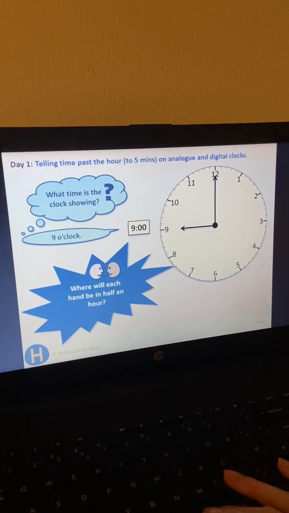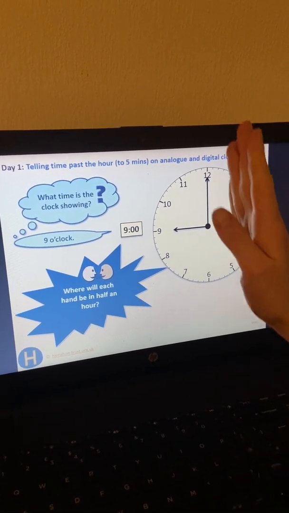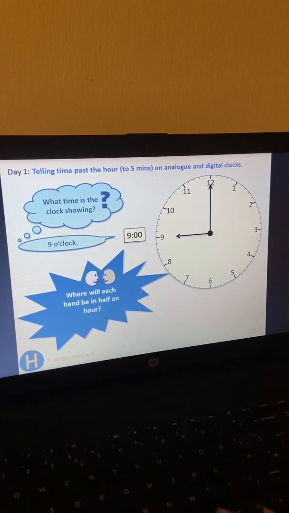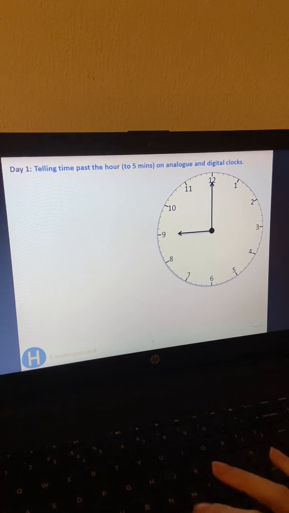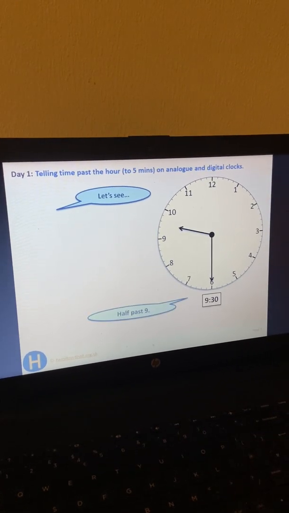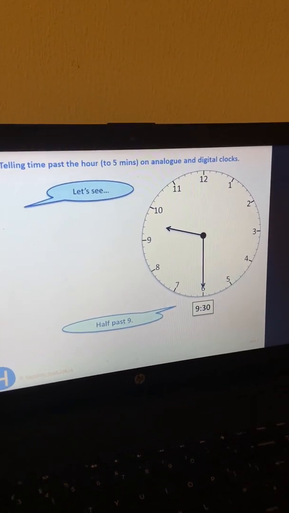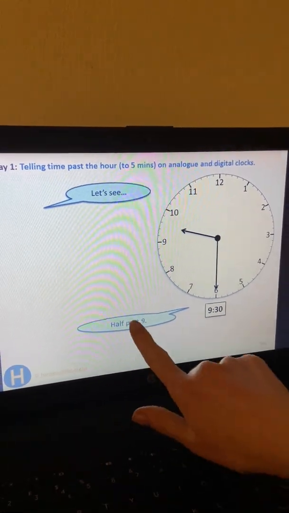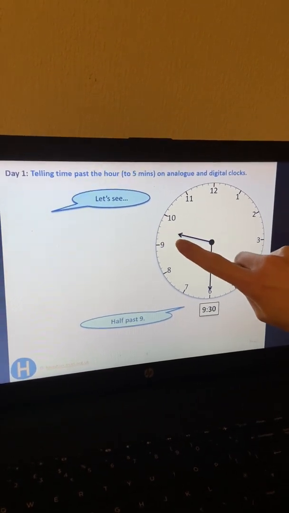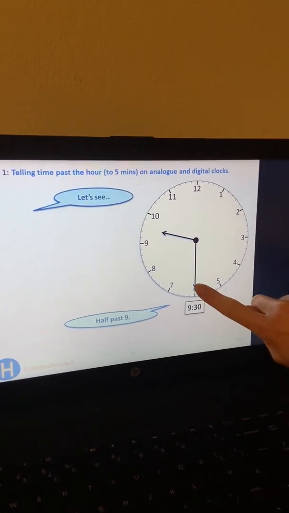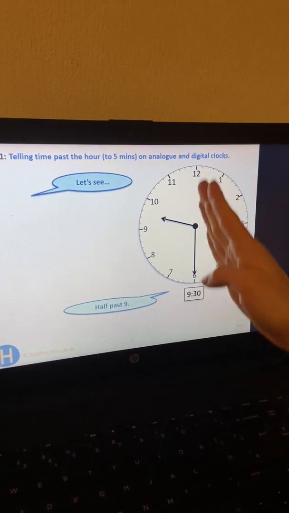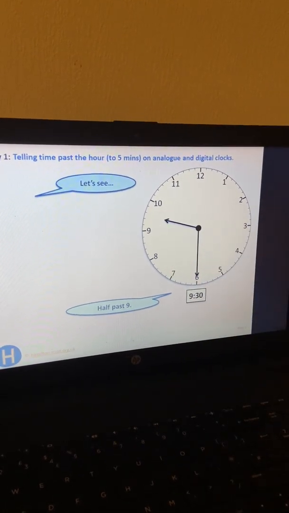Where will each hand be in half an hour? So the clock is going to go half an hour, half past. 9.30 on a digital clock or 9:30 on an analog clock, okay? And as you can see, the hour hand is halfway between the 9 and the 10 because it's halfway. If it was to go all the way round to 12, that would then move to 10, okay? So it's half of the clock face and halfway between 9 and 10.